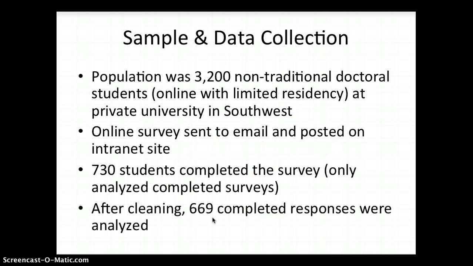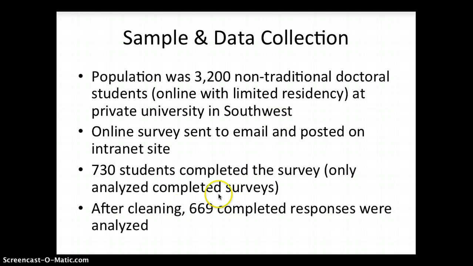So here goes the sampling and data collection. The population was 3,200 non-traditional doctoral students online with limited residency at a private university in the Southwest. An online survey was sent to email and posted on the intranet. And 730 students completed the survey, but after I sorted it out, I had to throw out a couple of those because they put 0 for their age, etc. I ended up, after cleaning the data, with only 669 completed surveys to use and analyze.